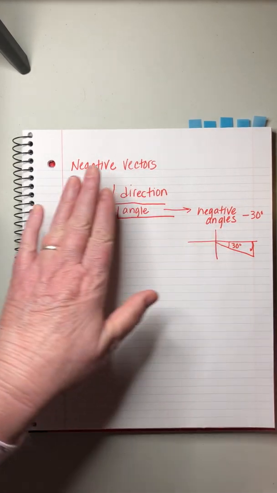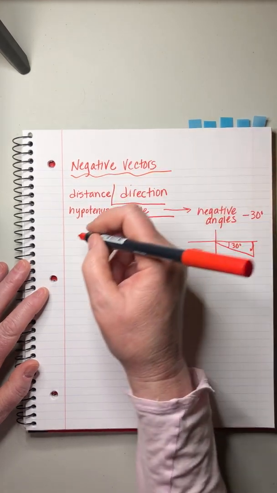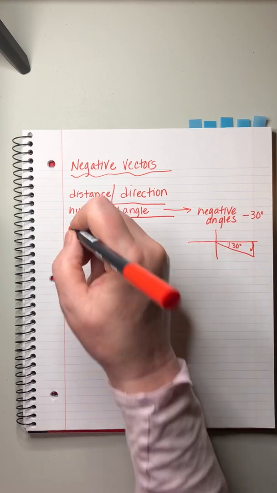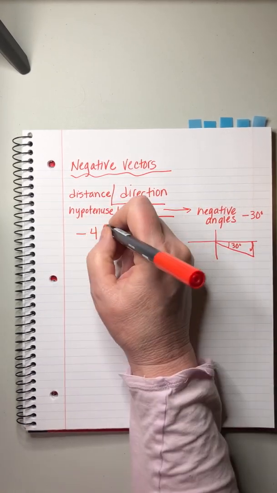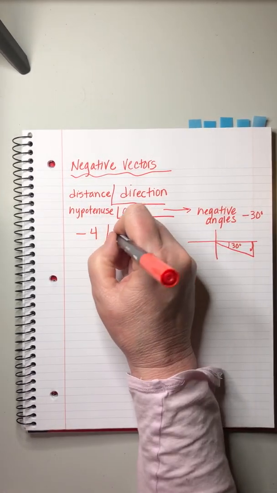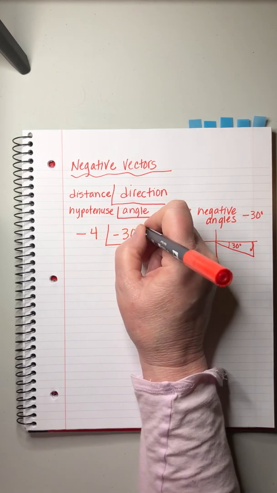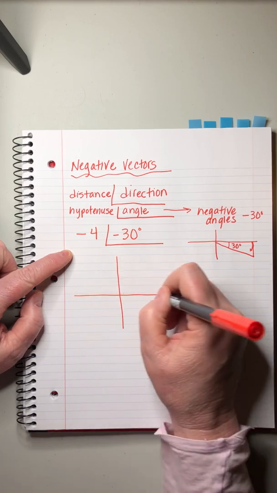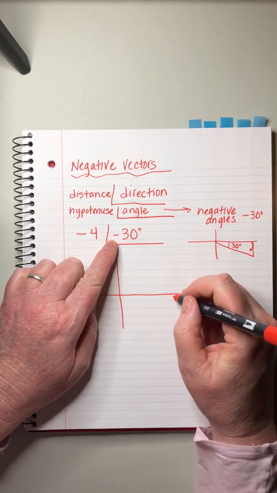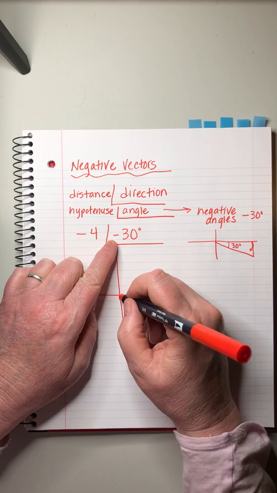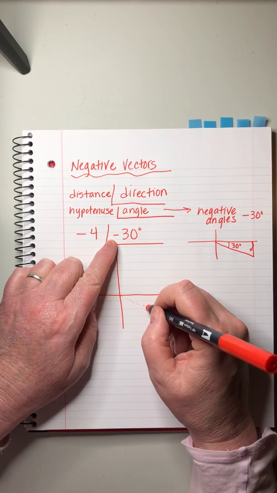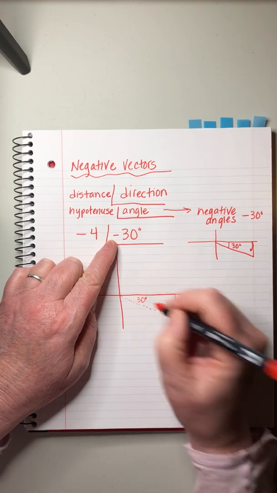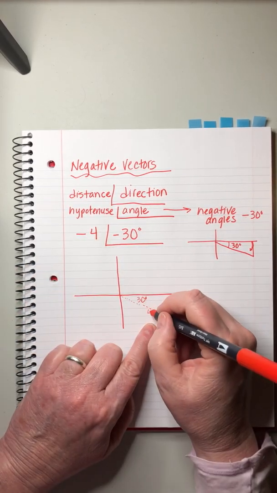Those are negative angles. What we're talking about now is negative vectors. What happens if you have a minus sign over here? And just for fun, let's give it a negative angle and a negative vector. Okay, so let's figure out how we would draw this. This tells us to go down 30 degrees. Now, I'm going to put a dotty line in here. Let's pretend that's 30 degrees. And this is our distance of 4, right?